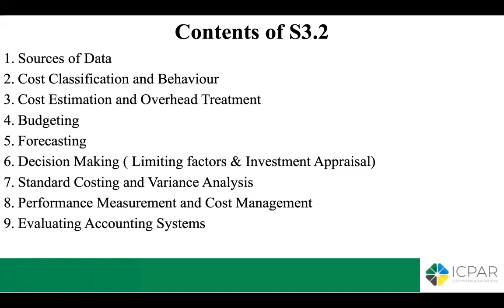There is now cost classification and cost behavior. You must know the different ways to classify costs. Costs can be classified by their nature, by their function, by their elements, by their behavior, by their controllability, by their avoidability, and can also be classified as relevant and non-relevant costs, in other words, classification of costs by decision making. We have cost estimation and overhead treatment. How do we account for our overheads? There are three steps followed when accounting for overheads. But sorry, let me go back to cost classification.